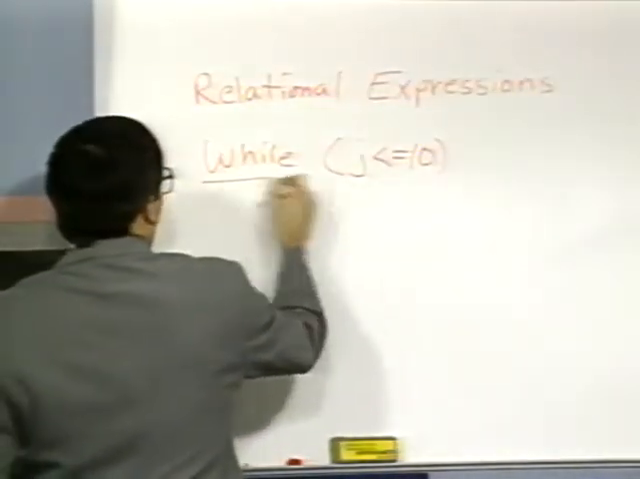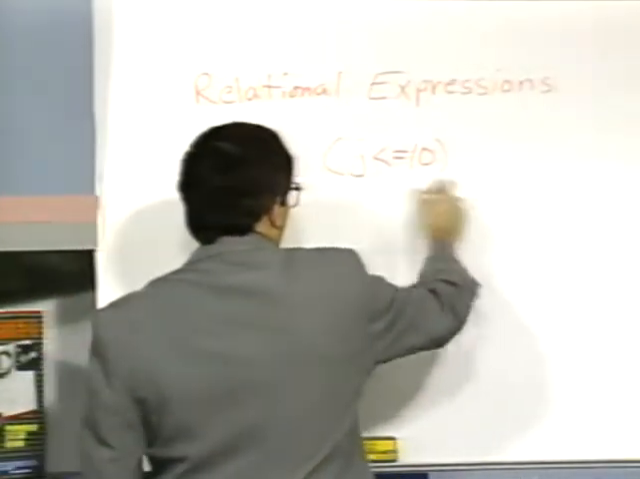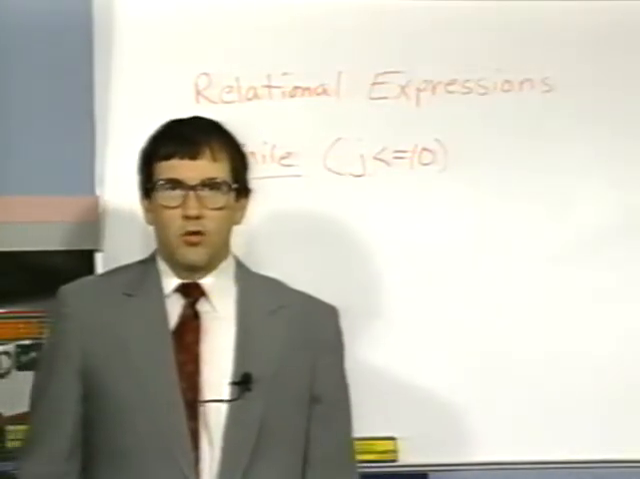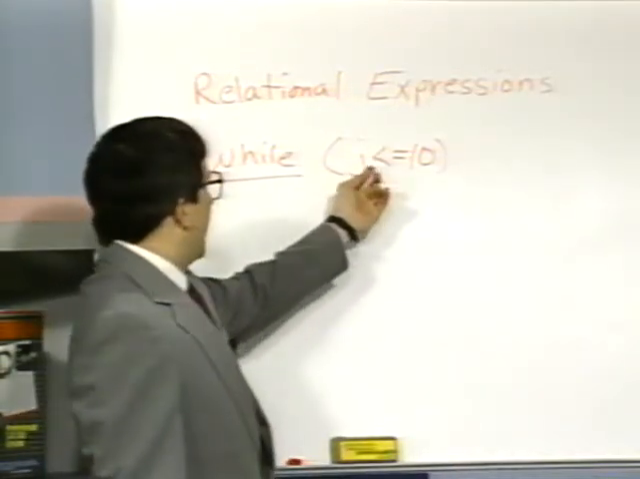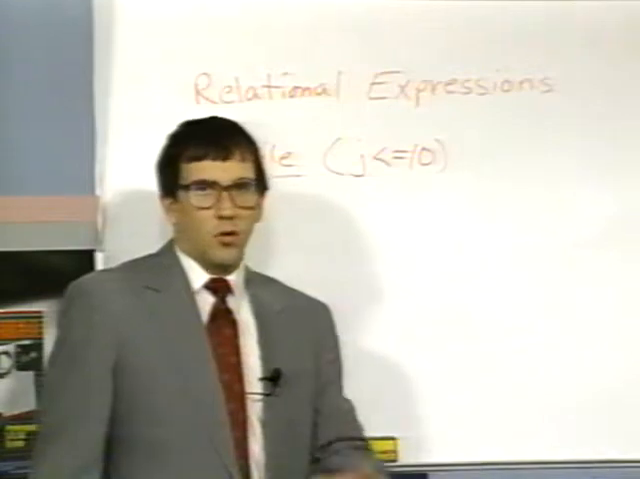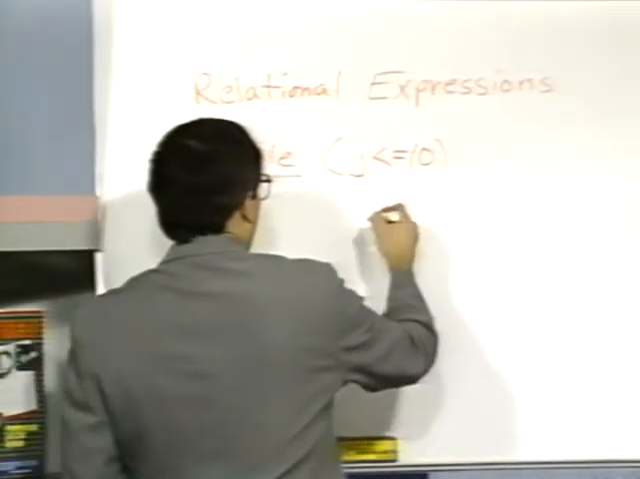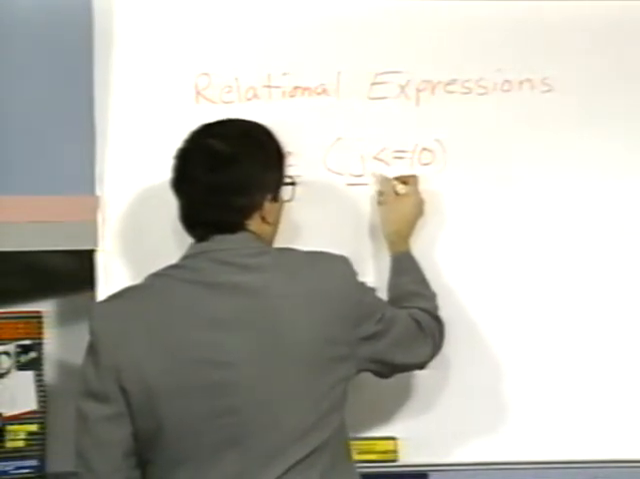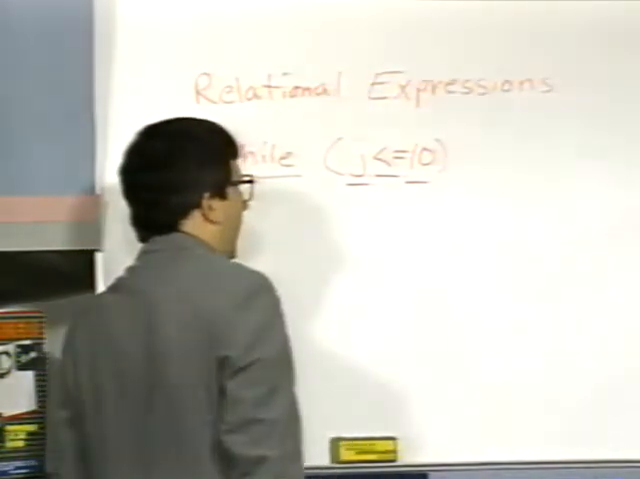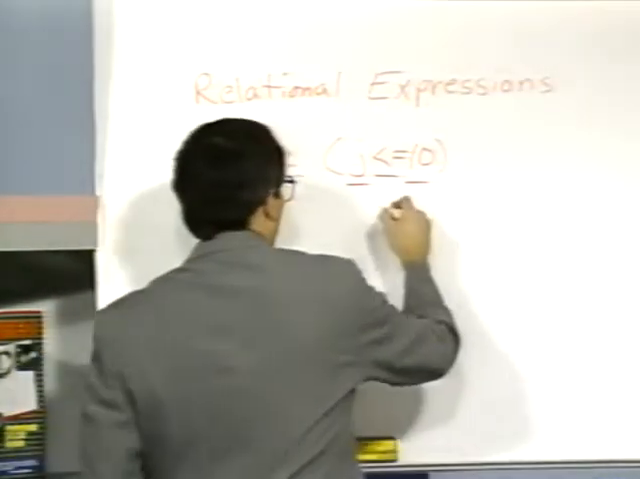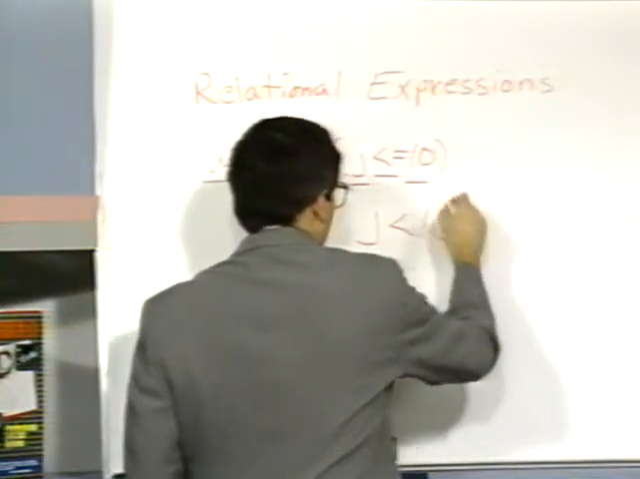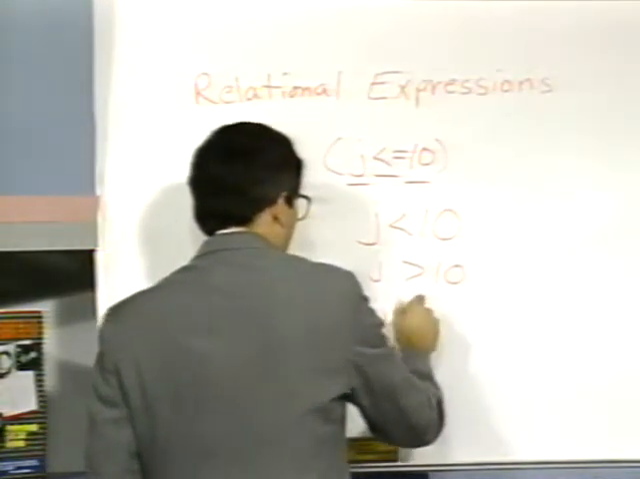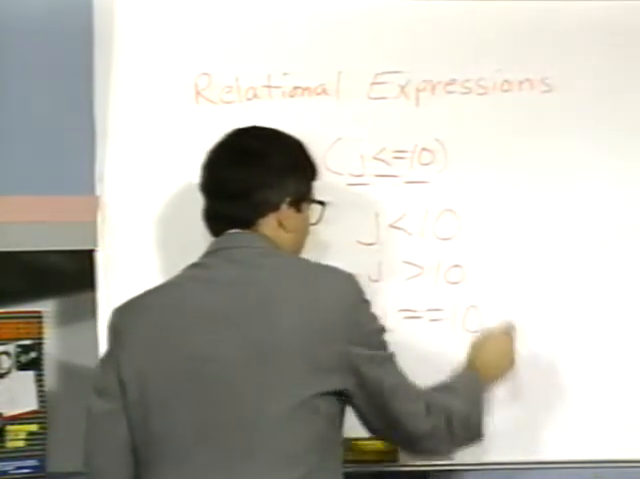In our last program, we had a while statement, and in parentheses, we had a relational expression. A relational expression is an expression that can be evaluated to true or false. J is less than or equal to 10 is either true or false. In C, a relational expression is an arithmetic expression separated by a relational operator and another arithmetic expression. For example, we can have j is less than 10, j is greater than 10, j is equal to 10.